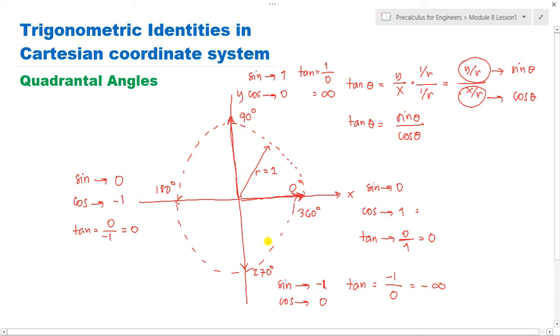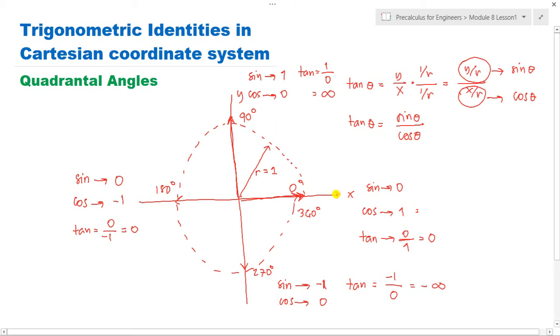And then go back to 360, it's the same. Okay, so these are the quadrantal angles, angles that coincide with the x and y axes. Okay, so take note, these are common ones that we will encounter. So if there is a problem asking what is the value of sine 90, it is automatically a quadrantal angle, equal to 1. Okay?